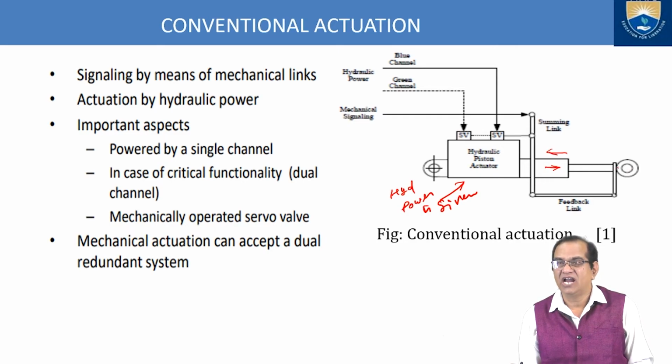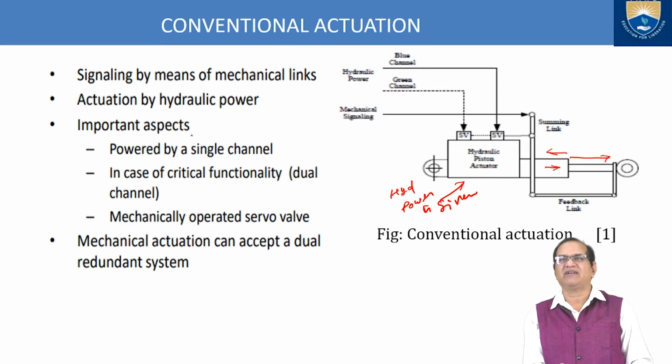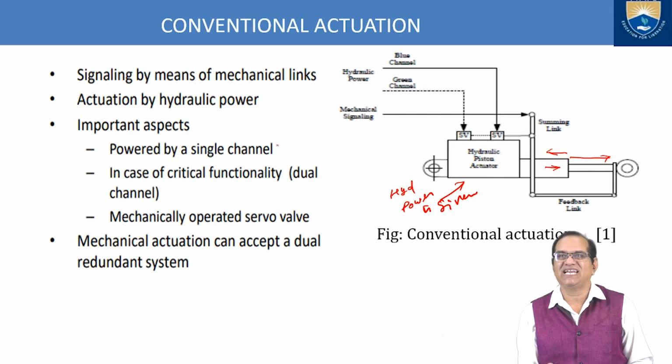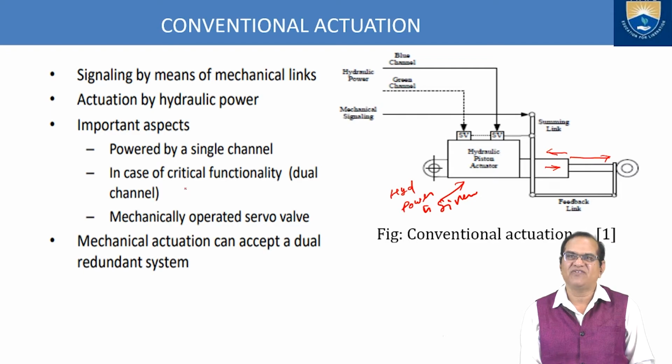And also we need a feedback. So from here, how much it is moved will be calculated and the feel will be given to the pilot. So it will be corrected. The pressure will be corrected as per the requirement. So feedback is also very much important. An important aspect of this conventional actuation system is that it is powered by a single channel. So here only one hydraulic power is given. In case of a critical functionality, dual channels are also given.